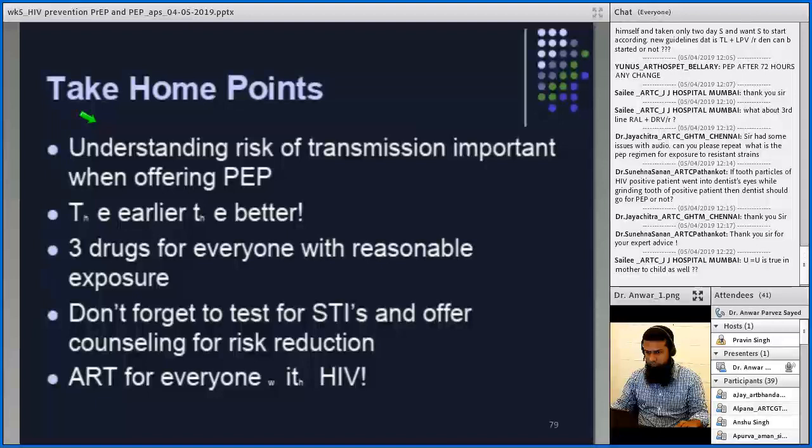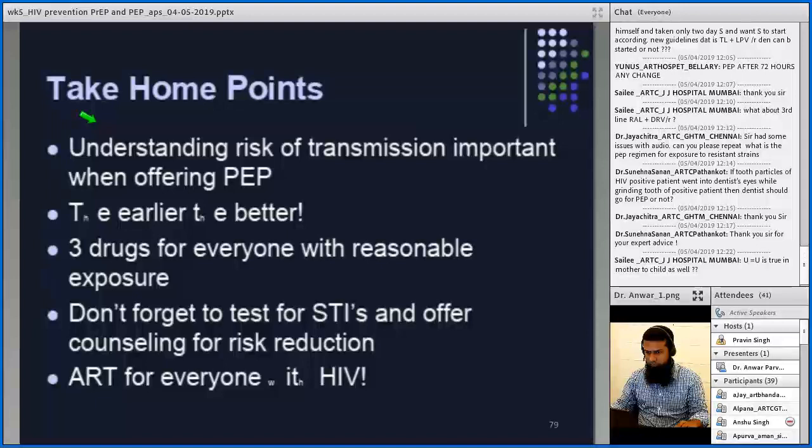I think by now you understand that whenever someone makes any statement like this, how do they make those statements? Let it be the working of PEP within 2 hours, not working of PEP after 72 hours, taking PEP for 28 days, U is equal to U. All these are based on evidence and studies. Obviously, you cannot perform a study like this to establish U is equal to U in mother to child transmission, because you will not be able to do any prospective studies like that, for obvious reasons.